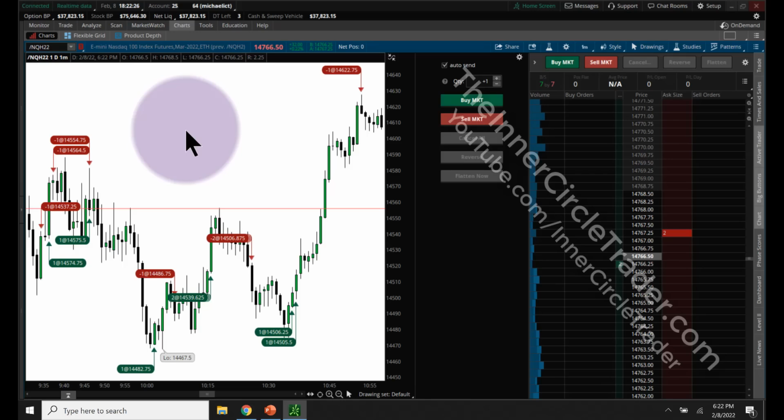Everything I'm showing you in this account is all one mini contract basis. Not more than one, it's just one. Because of the leverage and the limitations of margin, it prevents me from doing so. Okay, as you can see, it's $37,823.15.